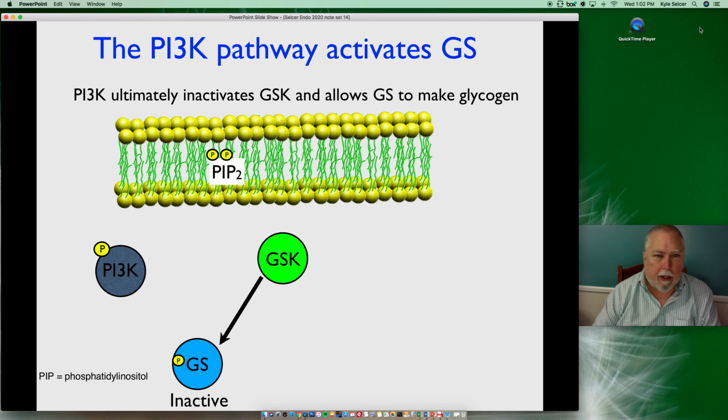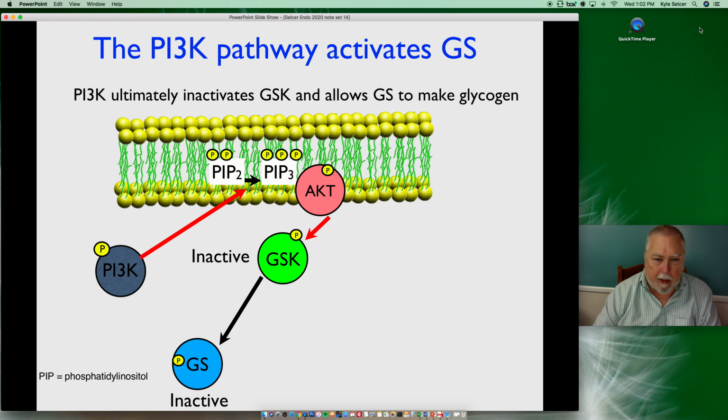PI3 kinase ultimately inactivates GSK. So PI3 kinase, which was made in that signal transduction pathway we saw earlier, converts PIP2 to PIP3, phosphatidylinositol bisphosphate into phosphatidylinositol trisphosphate in the membrane. These are membrane bound, and that then activates a molecule called AKT, and AKT is phosphorylated by PIP3.